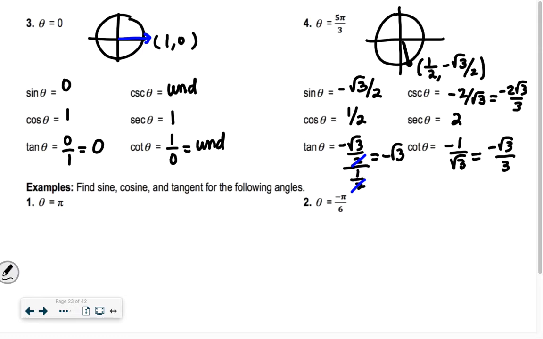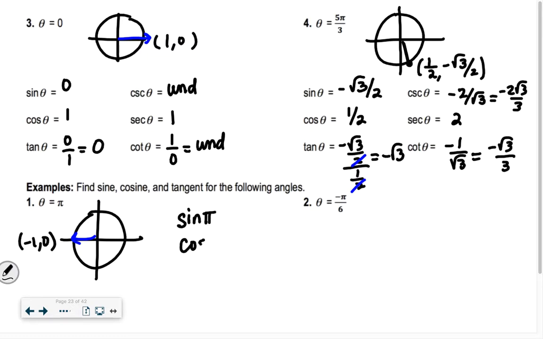Okay, and then find sine, cosine, and tangent for the following angles. So again, if you can draw it out and you can say, okay, well, pi's over here, so that's the point negative 1 comma 0. So the sine of pi, cosine of pi, and tangent of pi are what numbers? So sine is 0, cosine is negative 1, tangent is 0 over negative 1, which is 0.